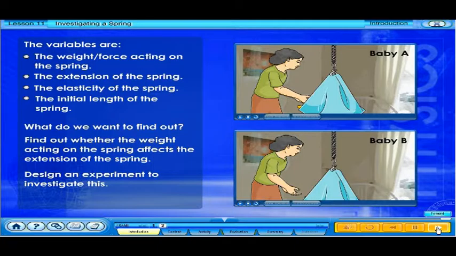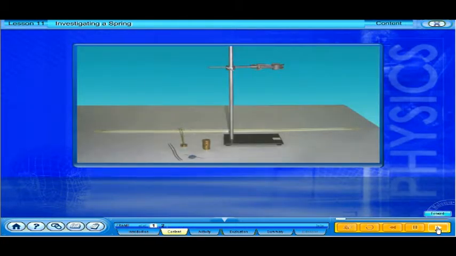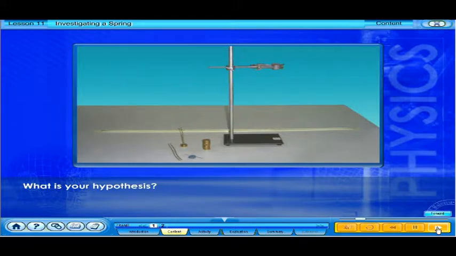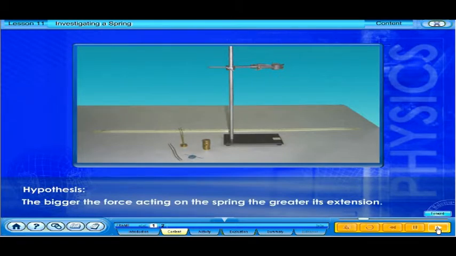Design an experiment to investigate this. To determine the relationship between the extension of a spring and the force acting on it, we can conduct an experiment using a spring and slotted weights. The aim of this experiment is to determine how force acting on a spring affects its extension. What is your hypothesis? The bigger the force acting on the spring, the greater its extension.